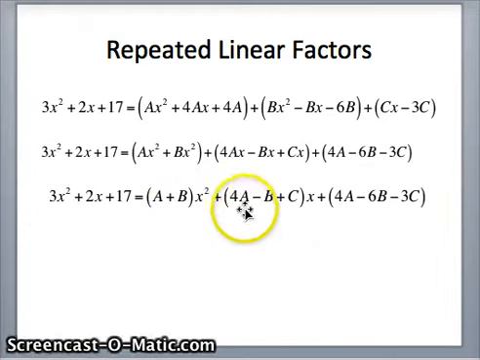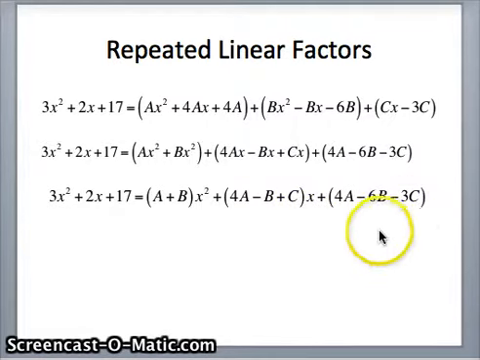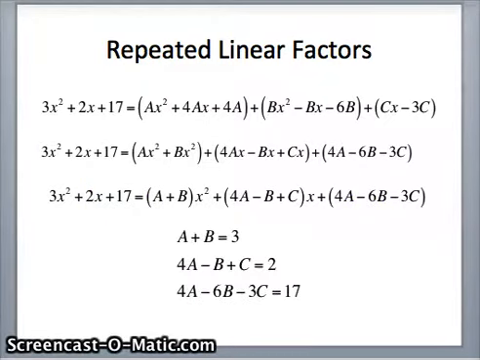Coefficient of x on the right, 4A minus B plus C. Coefficient for x on the left, 2. So 4A minus B plus C equals 2. Constant on the right, 4A minus 6B minus 3C. Coefficient constant on the left is 17. So 4A minus 6B minus 3C will equal 17.